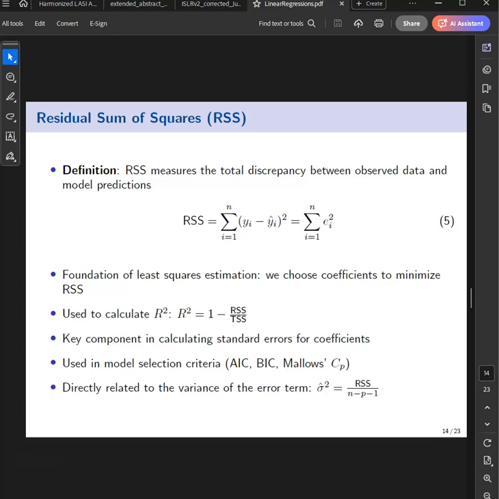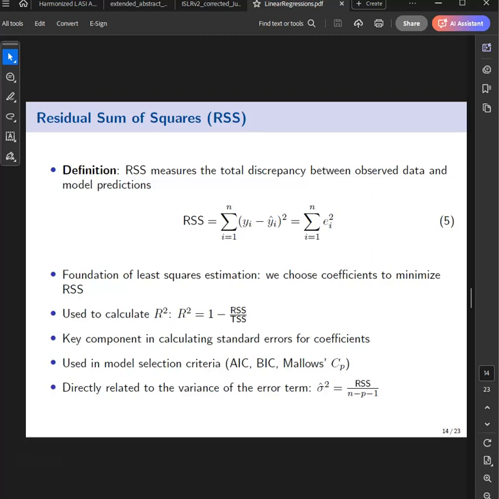This concept is the foundation of least square estimation. We choose our model coefficients that specifically minimize RSS. It is also used to calculate R square and hence adjusted R square as well, as we saw earlier, and it plays a key role in calculating the standard errors of our coefficients. RSS appears in many model selection criteria like the AIC, which is the Akaike Information Criterion, BIC, which is the Bayesian Information Criterion, and Mallow's Cp. So there are different model selection criteria. We will talk about that in a separate video.